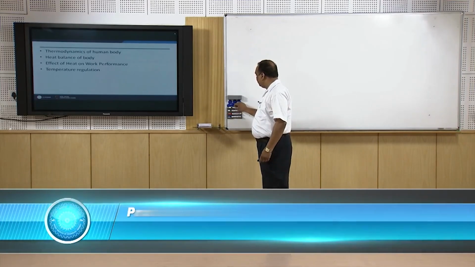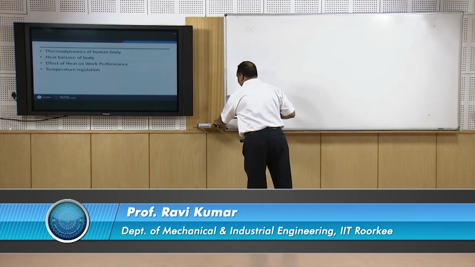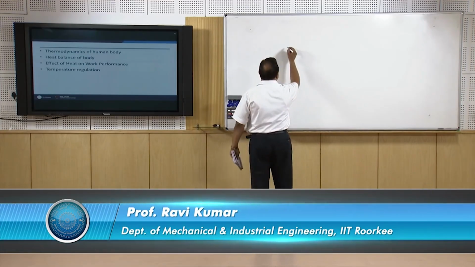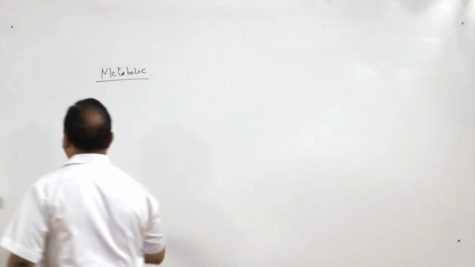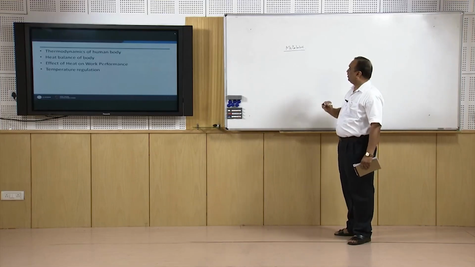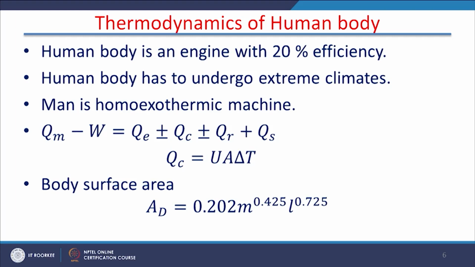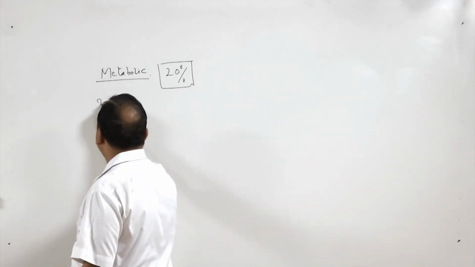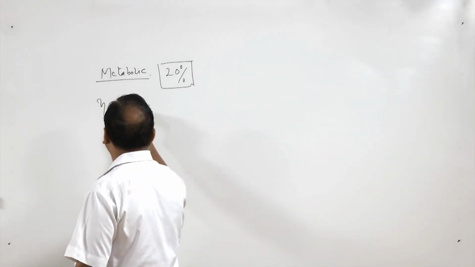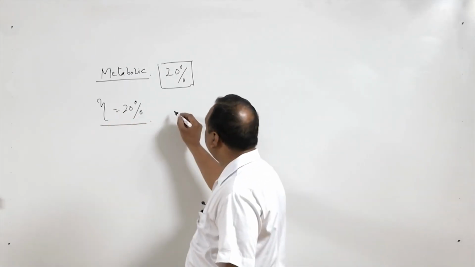Now, the energy we draw to do the work is through metabolic reactions. Out of these reactions, the energy is evolved, and approximately 20% of this energy is used for doing the mechanical work or external work. So, if we consider our body as an engine, the efficiency of our body is 20%. Now, where does this 80% heat go?